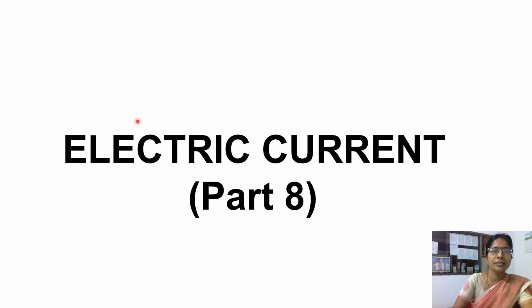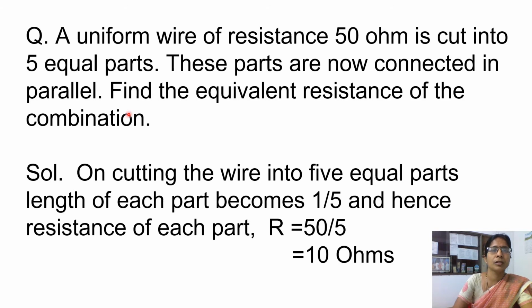Hope you are fine. Today in this class we'll be continuing with the problems of electric current. Let's get started with the problems. First one: a uniform wire of resistance 50 ohms is cut into 5 equal parts. These parts are now connected in parallel. Find the equivalent resistance of the combination.